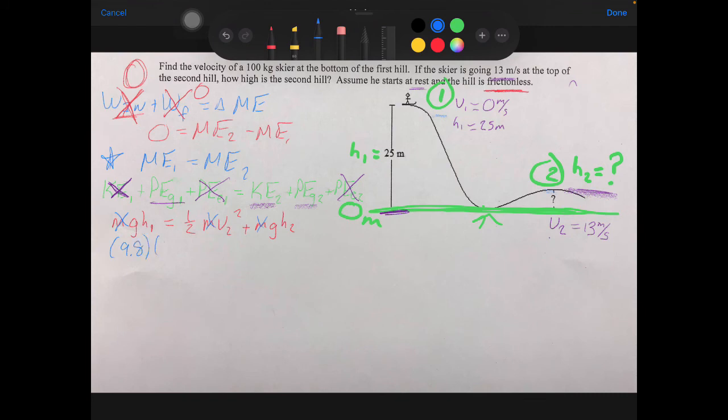So filling in numbers, 9.8 times 25 is equal to 1/2 times 13 squared plus 9.8 times H2. Doing some math on our calculator, 9.8 times 25 is 245. That's equal to 0.5 times 13 squared, which is 84.5, plus 9.8 times H2.